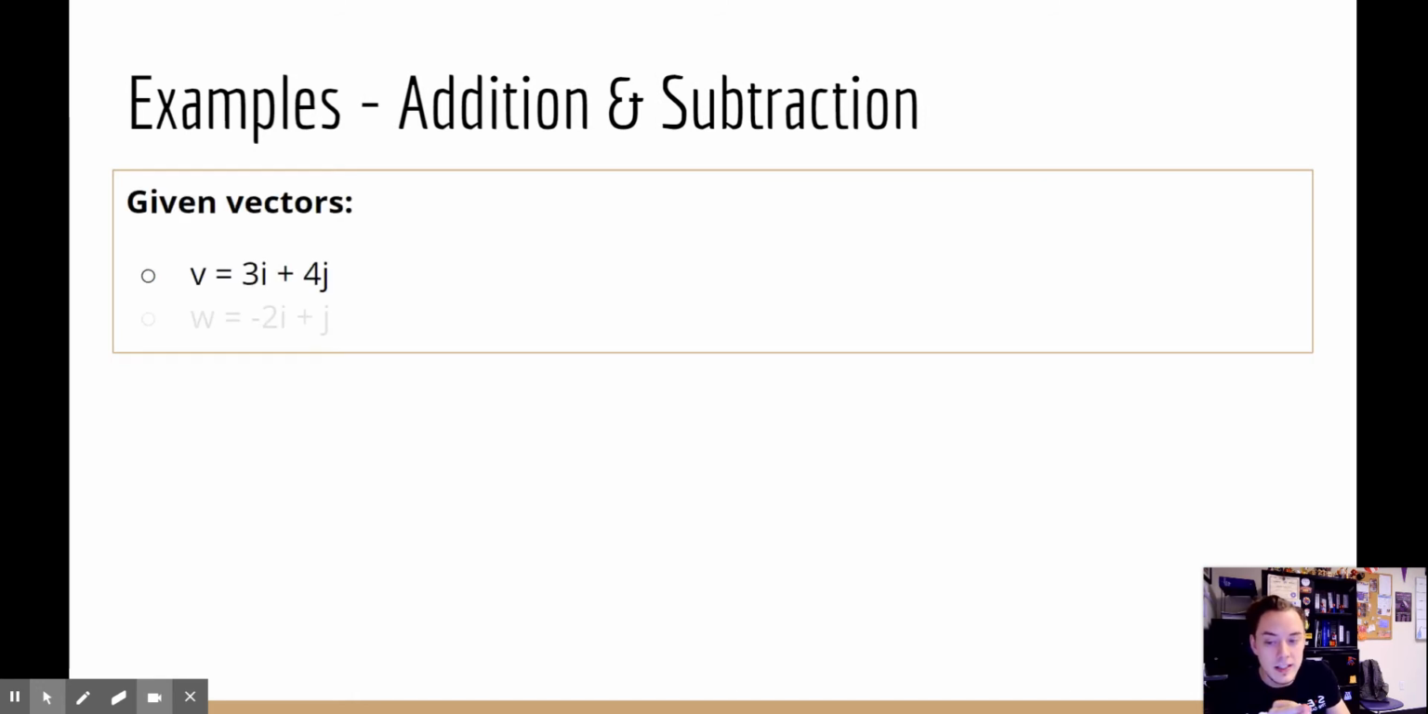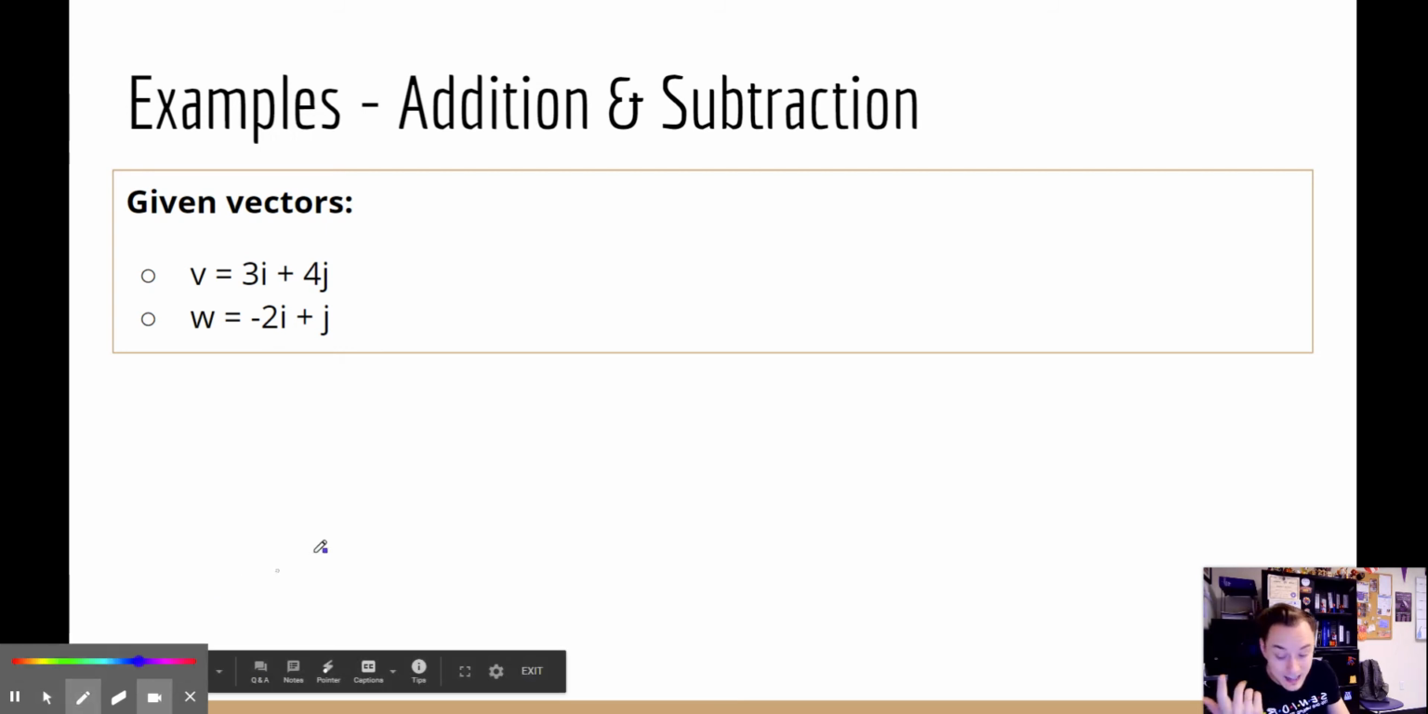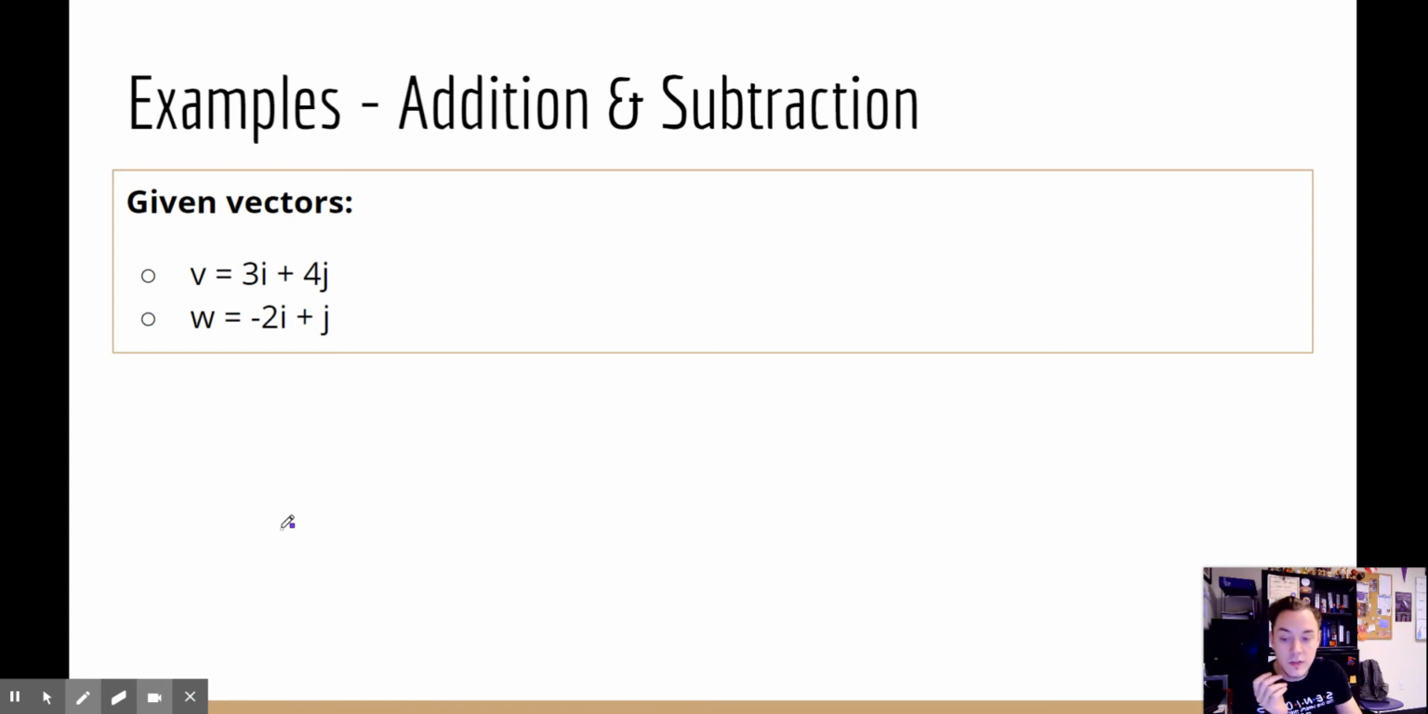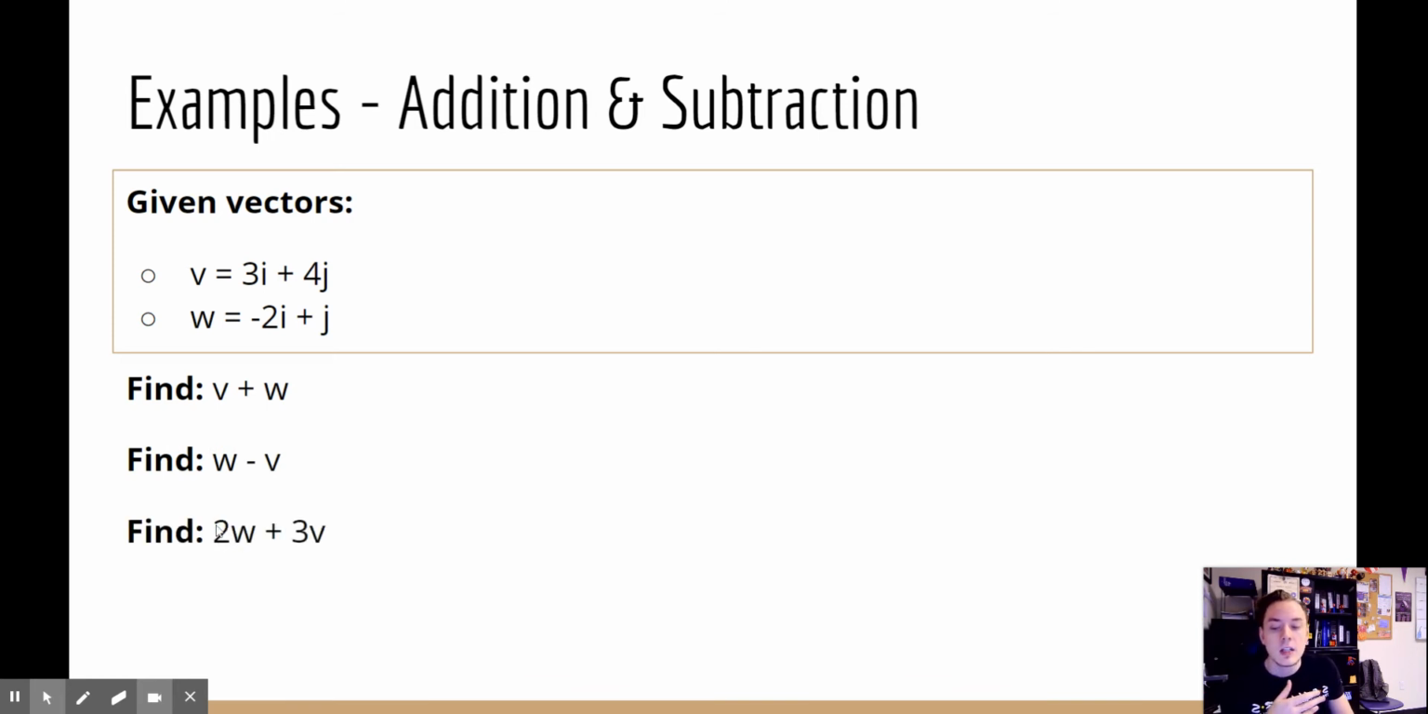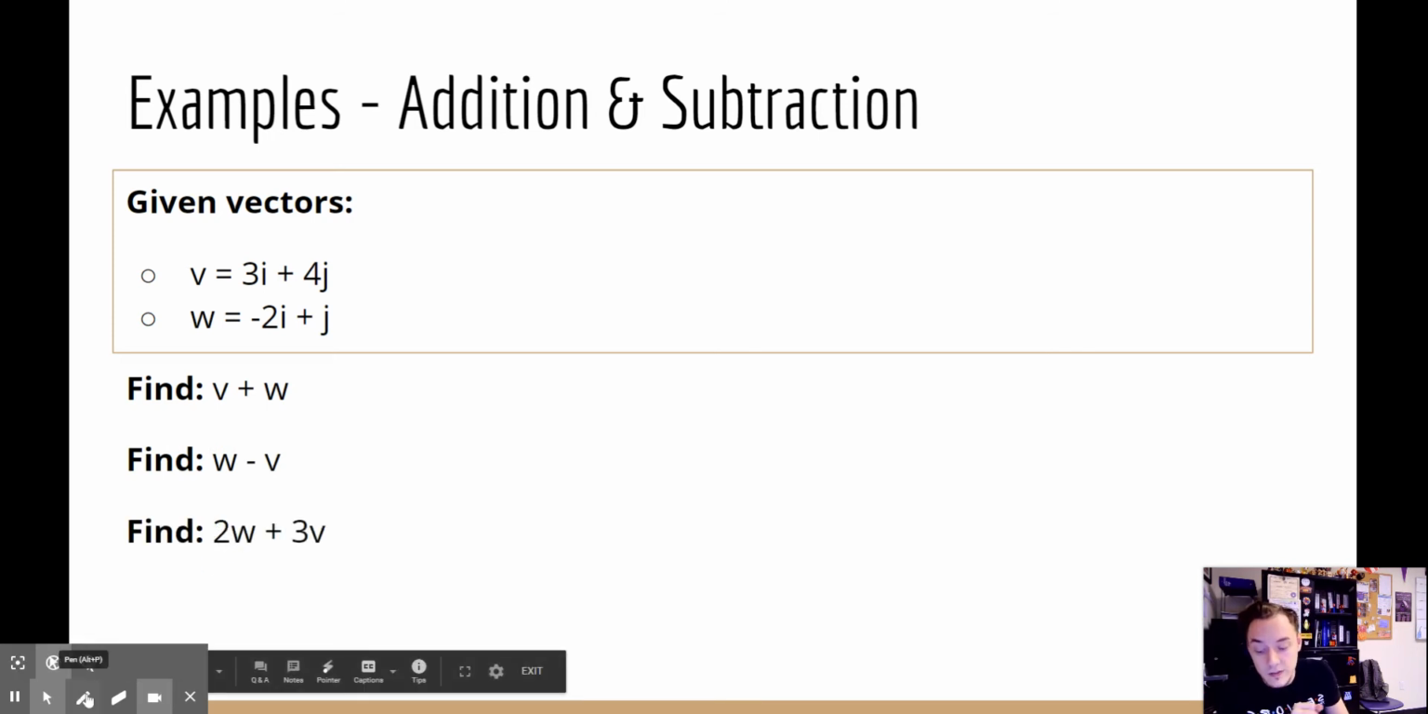So if I'm given these two vectors, vector v and then vector w, I can add them, right? If I really want to add them, let's find v plus w. I also want to find w minus v, but I also want to find 2w plus 3v. So it's a lot of stuff happening here. Okay, so let's go to town.